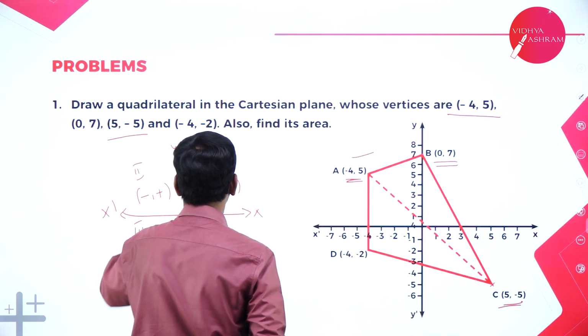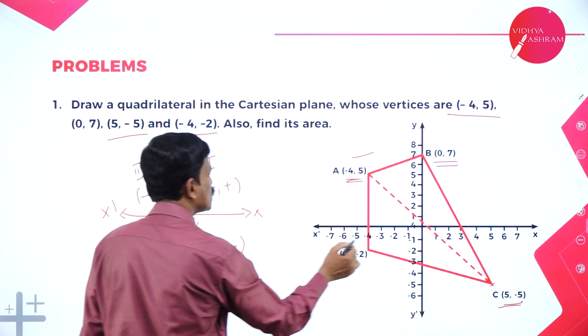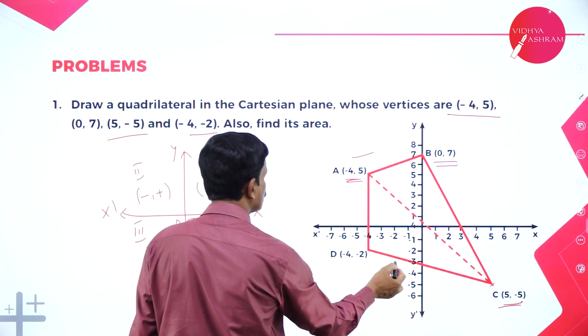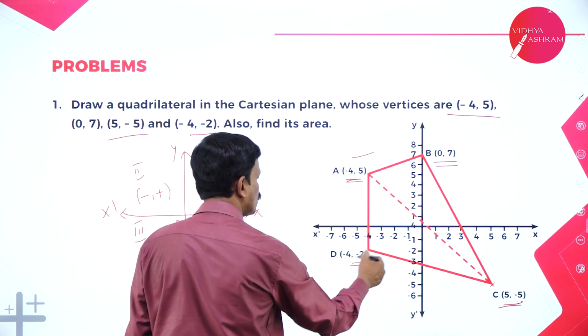Next, and then (-4, -2). (-4, -2), that is D. D x is equal to minus 4, minus 1, minus 2, minus 3, minus 4, and y is minus 2, plus 1, minus. So D is equal to (-4, -2).